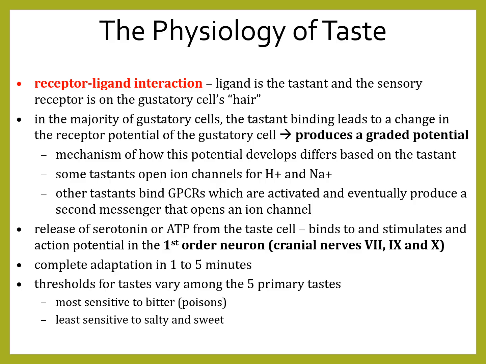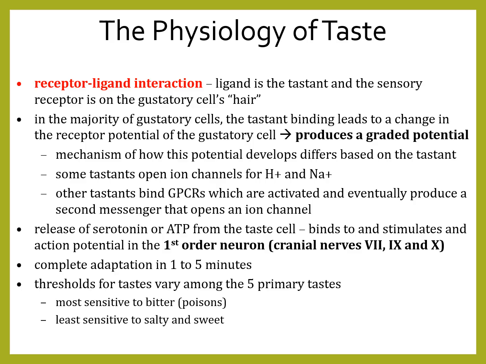No matter how you get there, that graded potential is going to cause the release of something from those taste cells. From the type 3 taste cell, you're going to get the release of serotonin. From the type 1 and type 2 taste cells, you're going to get ATP being released, which is going to function like a neurotransmitter. And these things like serotonin or ATP are going to bind to and stimulate the first order neuron that attaches to the taste bud. That is now going to generate an action potential, and you're going to get that action potential traveling along the first order neurons, which form cranial nerves 7, 9, and 10.